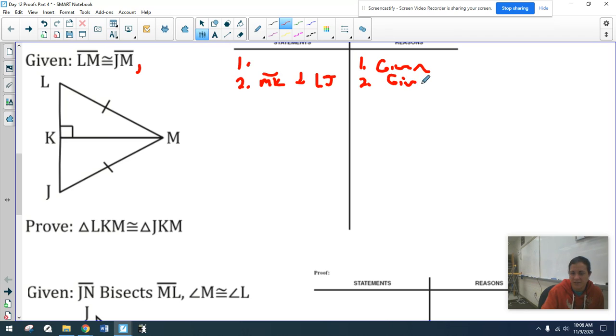So we'll just say that's given, because that would probably be in the given situation. Okay, that's where this 90-degree angle comes from. So for the next step, 3 is a little longer. So for the next step, you can say that angle, well, you want to use 3 letters, so angle LKM can be congruent to angle JKM.